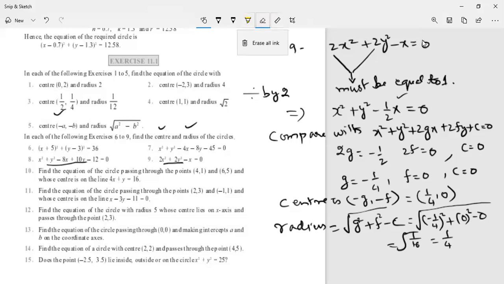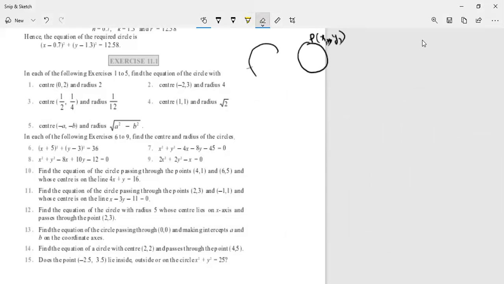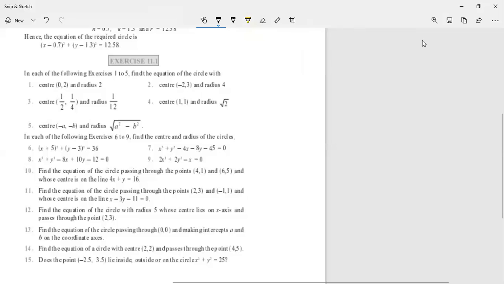Suppose this is a circle and it is passing through a point P, so the point will always satisfy the equation. I told you in lines also, if any point is on the line and is on any figure, any curve, any parabola, hyperbola, it will satisfy the equation of that curve. Parabola, hyperbola, circle, all are curves. So find the equation of the circle passing through the point.